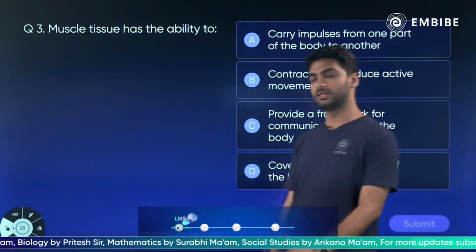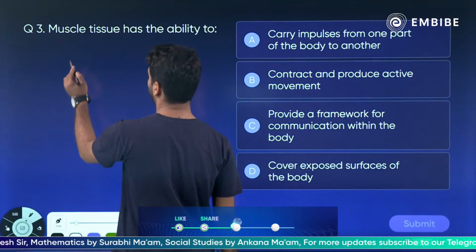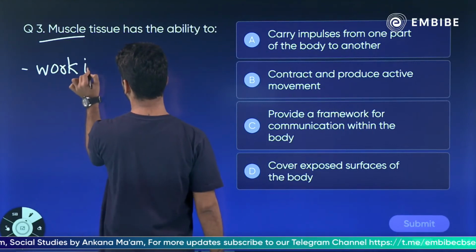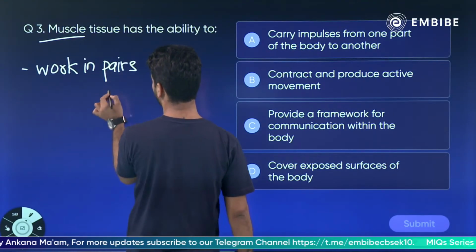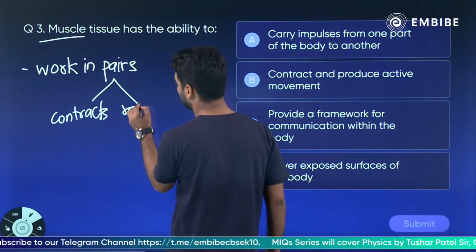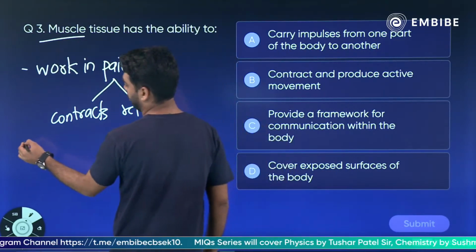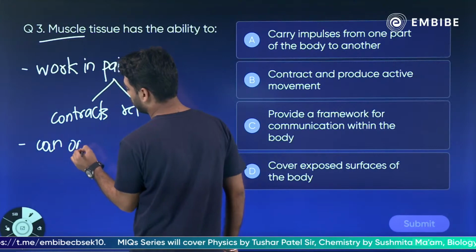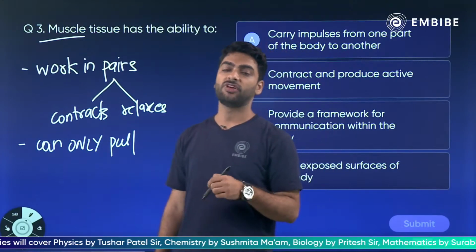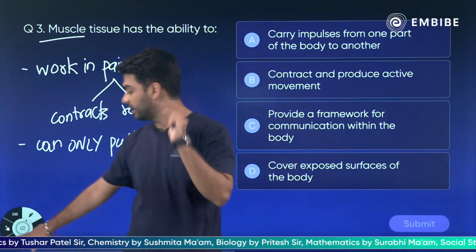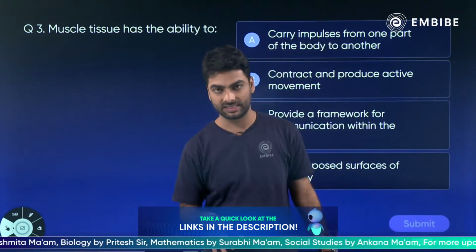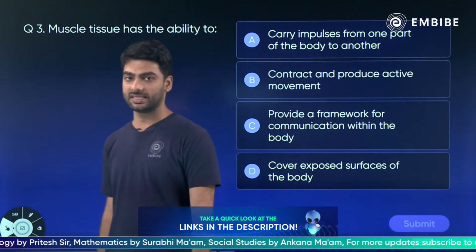In the meanwhile, I'll tell you certain facts about muscles. You need to know that muscles will always work in pairs, which means if one contracts, the other relaxes. Muscles can only pull. We have got two types of muscles, skeletal muscles and smooth muscles. Skeletal muscles are attached to the bones. Smooth muscles are of the organs.